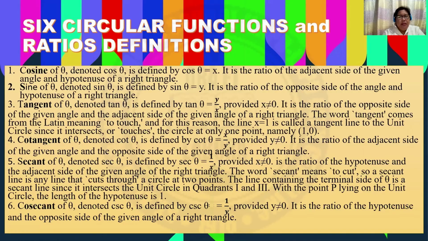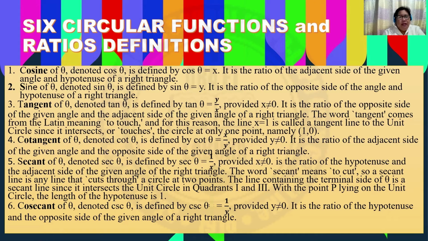Let us have the definitions of the 6 circular functions and ratios. Cosine of theta, denoted by cos theta, is defined by cosine theta is equal to x. It is the ratio of the adjacent side of the given angle and the hypotenuse of a right triangle. Sine of theta, denoted sine theta, is defined by sine theta equals y. It is the ratio of the opposite side of the angle and the hypotenuse of a right triangle.